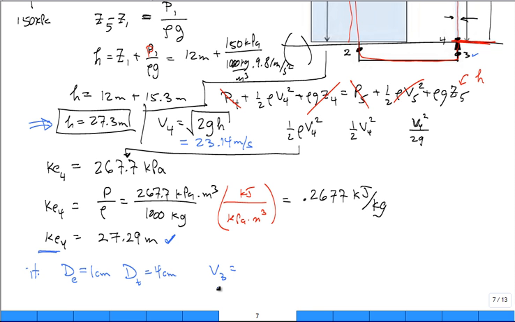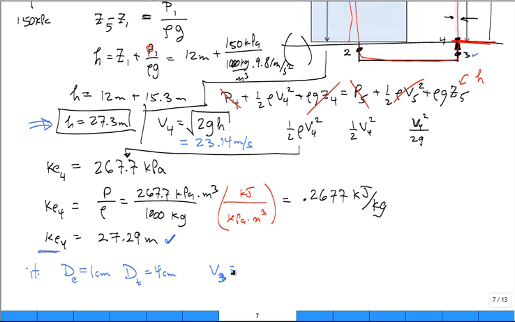So what about V3? It's a larger area. It's going to be a lot less, isn't it? How much less? Ratio to diameter squared, because of continuity, conservation of mass. Go ahead and calculate this. You tell me what V3 is. I'm going to pause. You guys are sleeping on me.